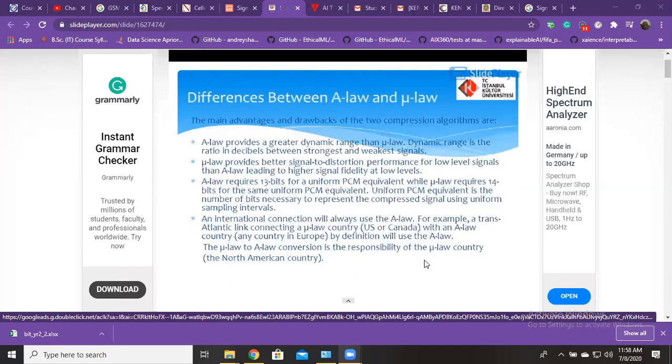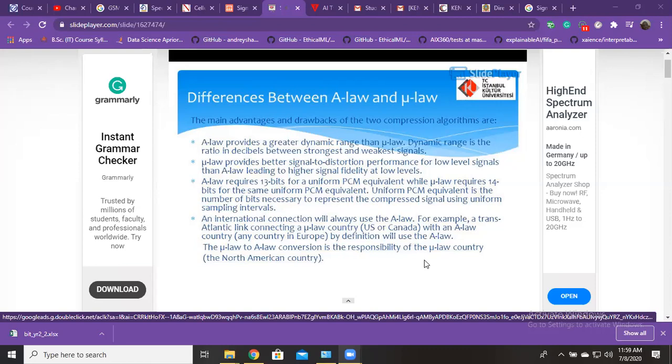Differences between A-law and mu-law. The advantages and drawbacks of the two compression algorithms are: A-law provides a greater dynamic range than mu-law. Dynamic range is the ratio in decibels between strongest and weakest signals.